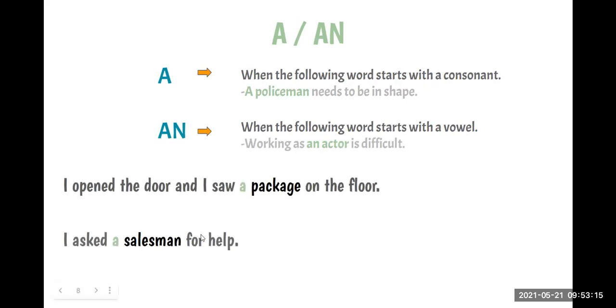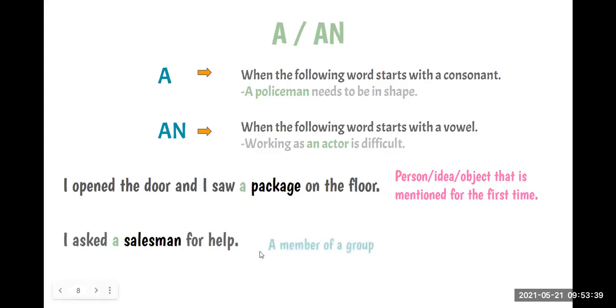So here we have two other sentences. It says, I opened the door and I saw a package on the floor and I asked a salesman for help. So we use "a" when we are talking about a person, idea, or object that is mentioned for the first time. Remember in the last examples? And we also use "a" when we are talking about a member of a group. I asked a salesman. A salesman is a member of a group, the group of people that works in this store. Okay, so that's when we use a or an.